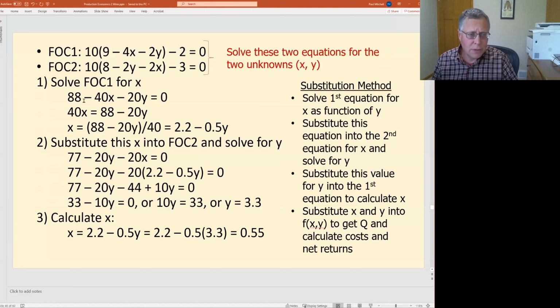You don't have to solve the first one for X. You can solve it for Y. You can solve and then substitute it into this other first order condition. And like I say, you can start with the first or second first order condition and do it that way. There's many different ways to do this. I'm just going to do it this way for this example.